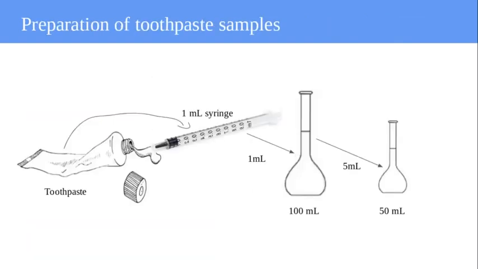Preparation of toothpaste samples. A 1 milliliter aliquot of each toothpaste was dissolved in 100 milliliters of 3 to 4% nitric acid containing 1,000 parts per million of cesium chloride. This solution was subsequently diluted by a factor of 10 using the same solvent. Hence, the 1 milliliter of toothpaste was ultimately diluted by a factor of 1,000.